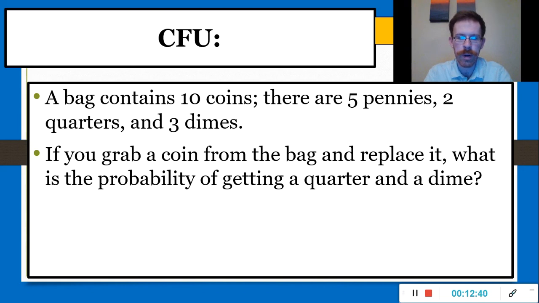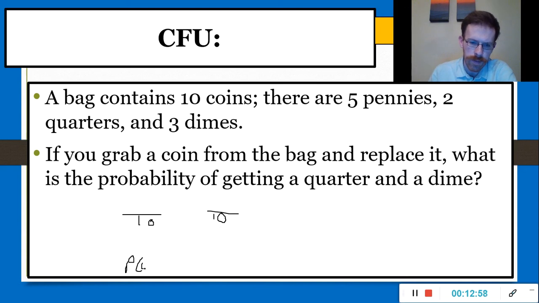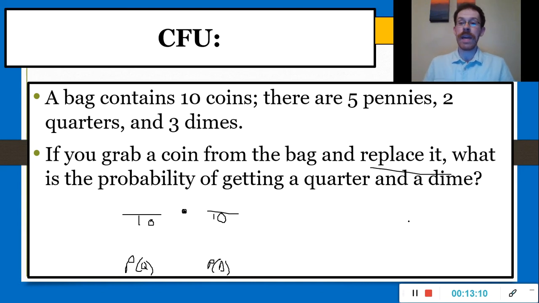Alright. A bag contains 10 coins. There are 5 pennies, 2 quarters, and 3 dimes. If you grab a coin from the bag and replace it, what's the probability of getting a quarter and a dime, in that order? Well, you know that there's 10 coins. And you've got 2 events, so you're going to do 2 of them. Probability of getting a quarter and probability of getting a dime. Now, ladies and gentlemen, it's definitely important to say that we replaced it, because if we did not replace it, this would be a dependent probability since our numbers would change. It'd go from 10 coins in a bag to 9 coins.